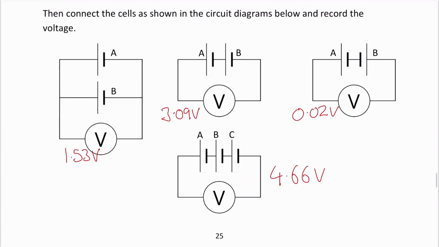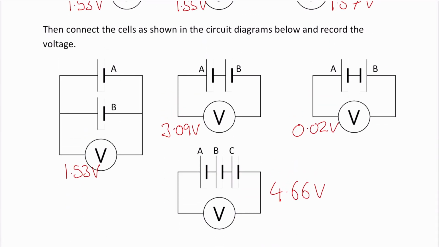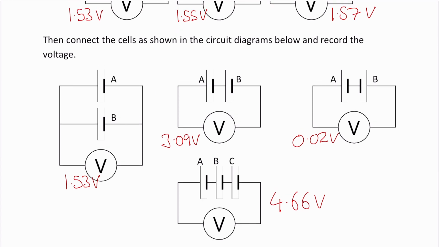Finally, when we have three cells all in series, they're all going to add up to one another. So 4.66 is, well, if we have 1.53 plus 1.55, that's 3.08, plus 1.57, that's going to be 4.65, which is 4.66 again, there's a rounding difference there. So we can see that in series, voltages add up.